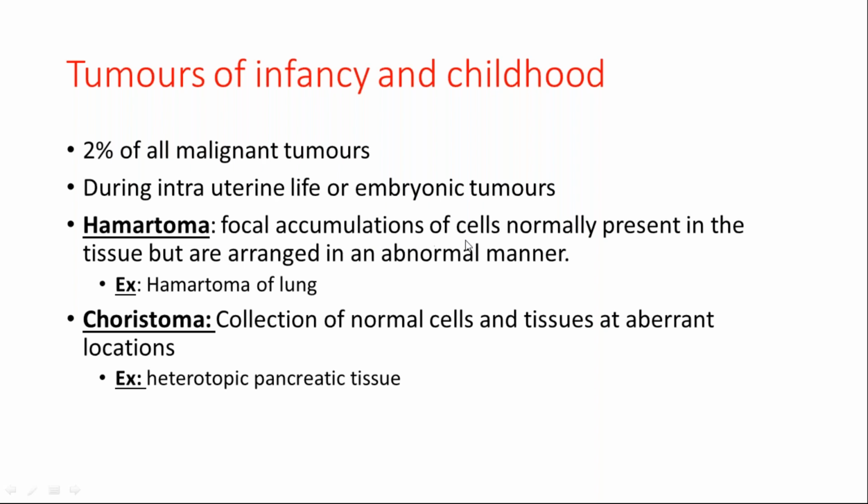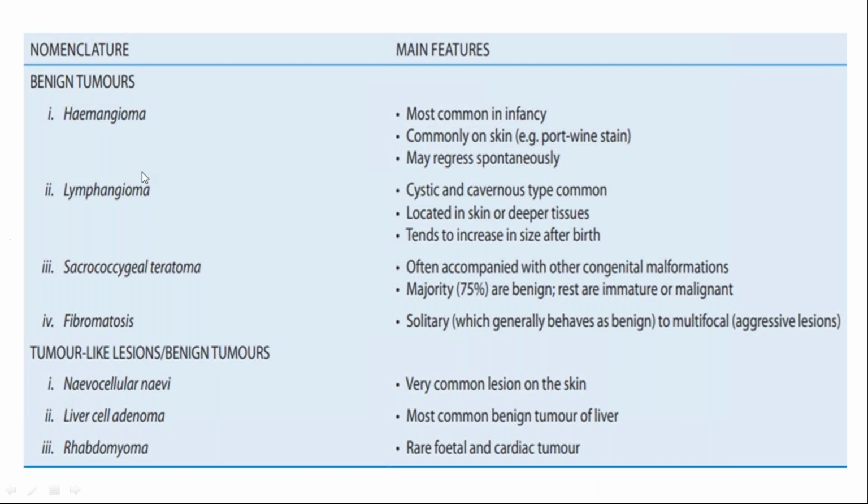Hamartoma is presence of cells which are normally present in the tissue but in abnormal manner, that is formation of mass or other structures. So it is hamartoma. So these are the tumor-like conditions most commonly we see in infancy and childhood. So next, coming to benign tumors.